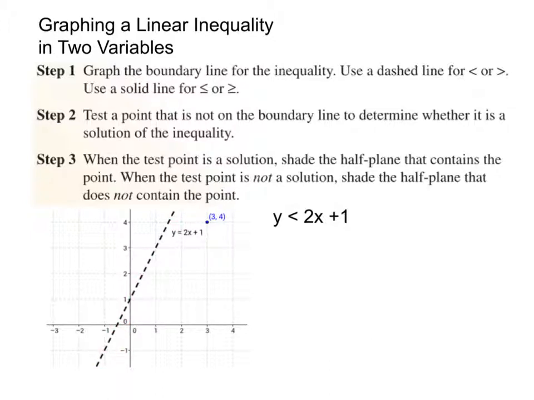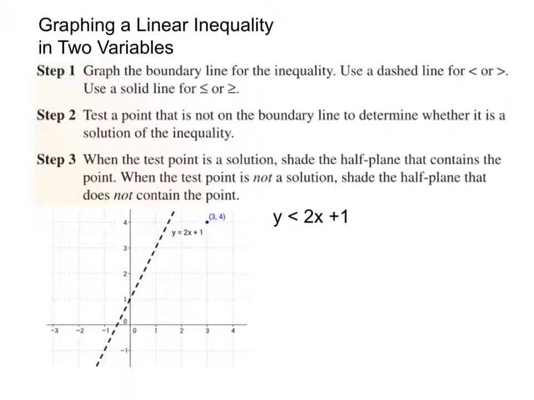Now it's a dashed line anytime I have a less than or a greater than, which is what I have here. It's just like when we did inequalities before, where the less than or greater than symbols had open circles and the or equal to symbols had filled in circles. Think about the dotted line as a whole bunch of open circles next to each other. They're not filled in completely.